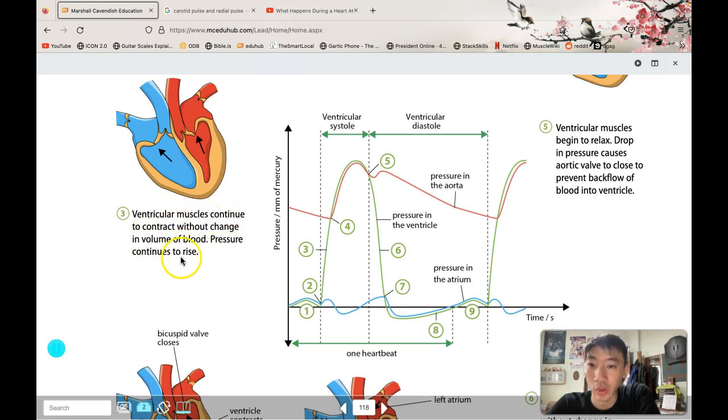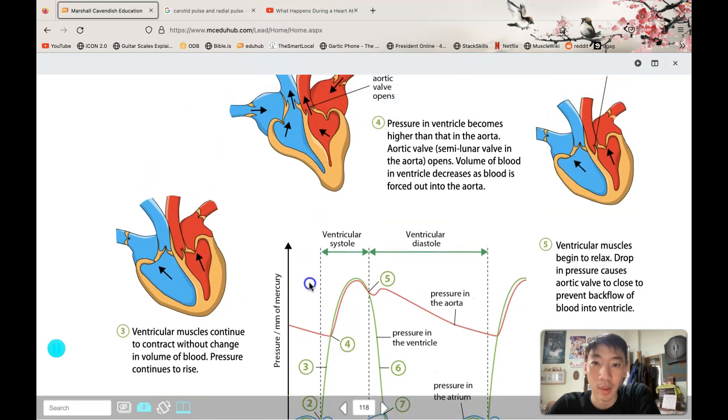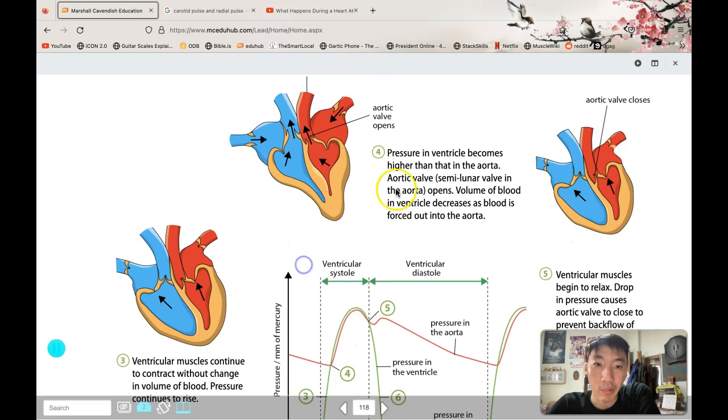Pressure continues to rise. Okay, so the muscles are contracting, they're squeezing, and this is forcing the pressure in this area, the ventricles, to increase. Eventually, it gets to step 4. And this is the point where the pressure in the ventricles becomes higher than that in the aorta. The aortic valve, which is also known as a semilunar valve in the aorta, opens. The volume of blood in the ventricle decreases as blood is forced out into the aorta.